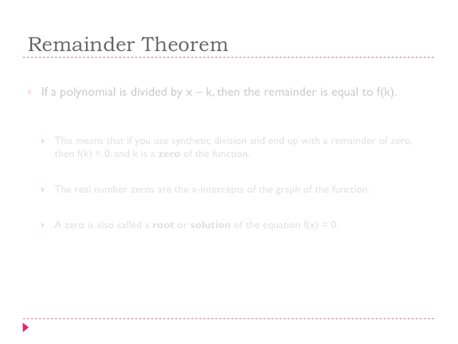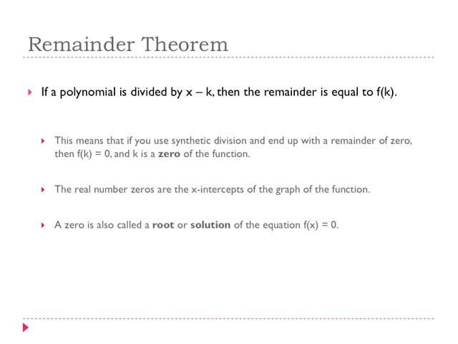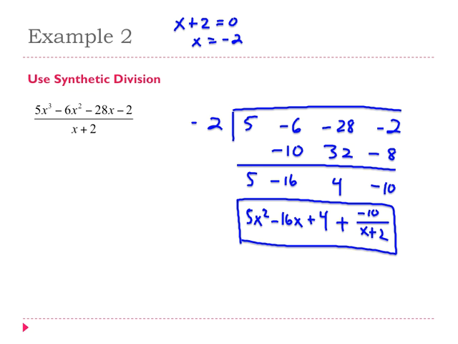Here are a couple things related to synthetic division. It's really kind of cool, okay? And this is called the remainder theorem. It says if a polynomial is divided by x minus k, then the remainder is equal to f of k. Well, that's interesting. Let's go back here for a second. We divided a polynomial by x plus 2, right? So perhaps this remainder here, negative 10, maybe that's f of negative 2. That's the remainder. That's what the remainder theorem tells us.